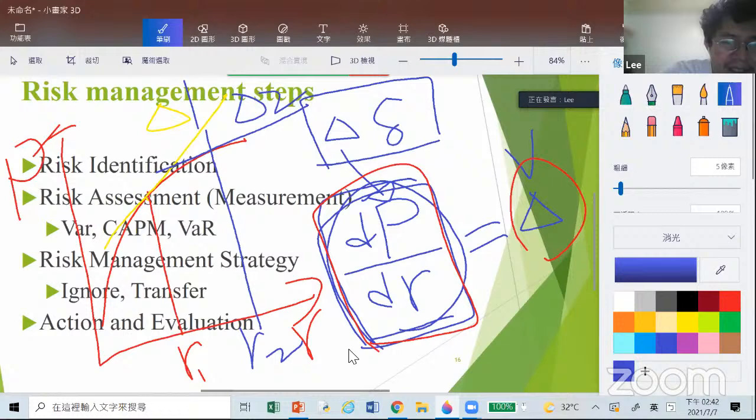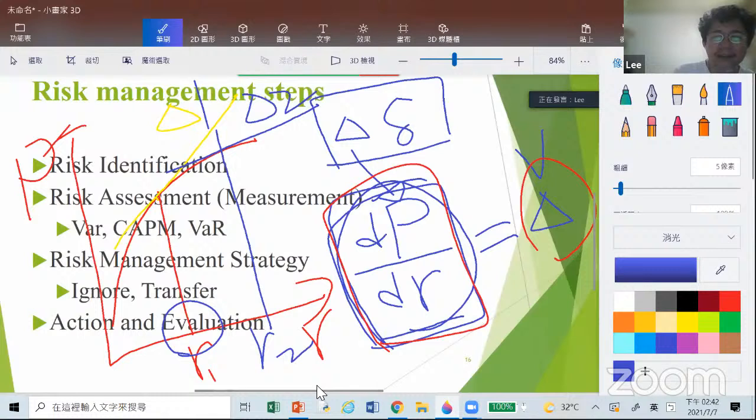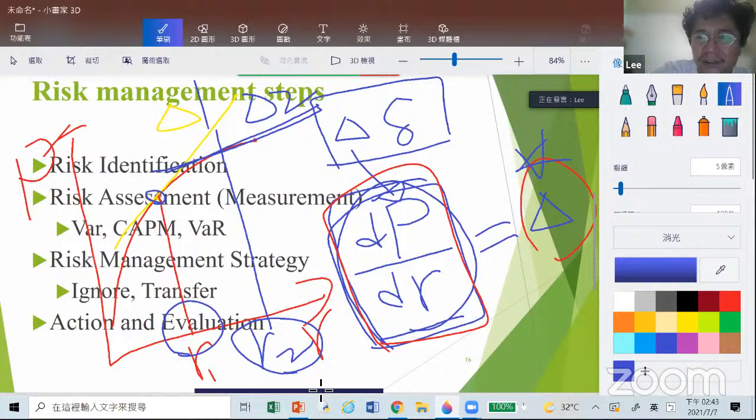So you will find delta one and delta two are totally different. In the beginning, you hedge here, because when you start to hedge, the rate is R1. So I base the hedge design on that information. But maybe one month later, the interest rate increased to R2. In this situation, the delta is not delta one. It changed to delta two. So you cannot use the original delta to hedge. So that is why we have to do action and evaluation, checking the efficiency again and again.